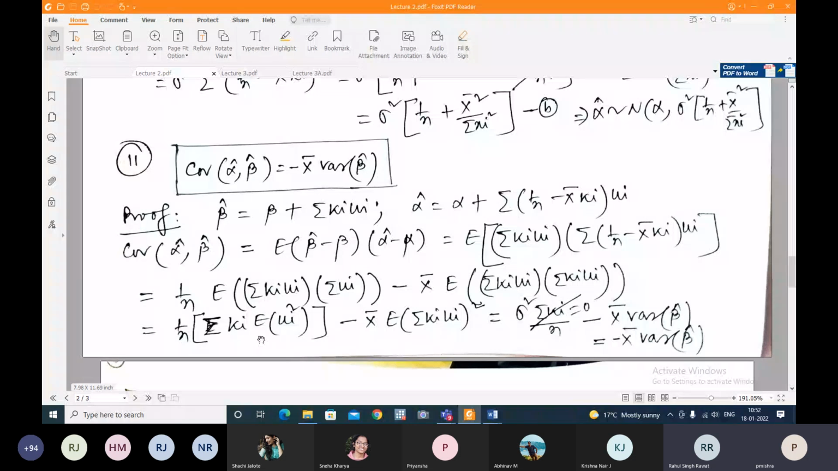So what I'm writing then, you know this is nothing but sigma square. So now I am having sigma square into summation of Ki divided by N minus X bar into this, which is nothing but variance of beta hat. And you know summation of Ki is equal to 0, already we have proved. So this part would be cancelled out. So eventually I am having minus X bar into variance of beta hat.